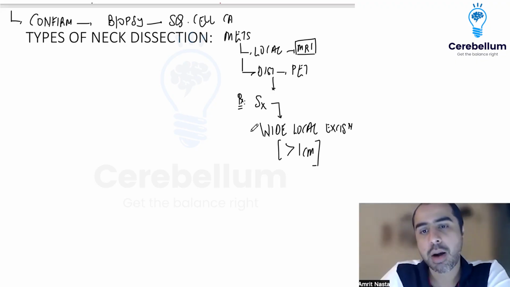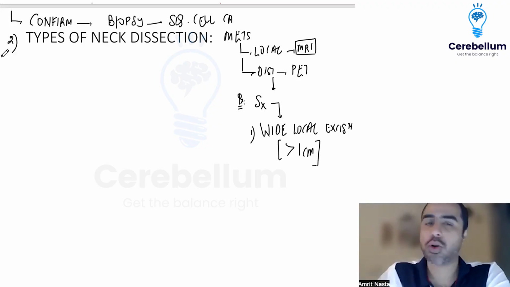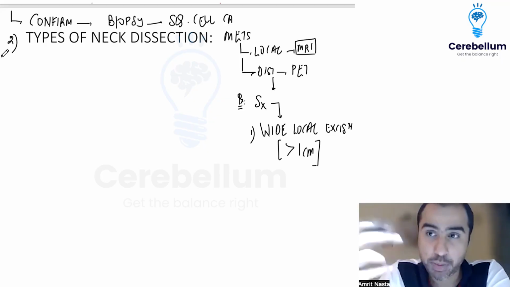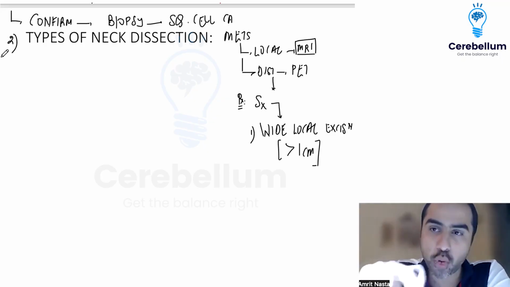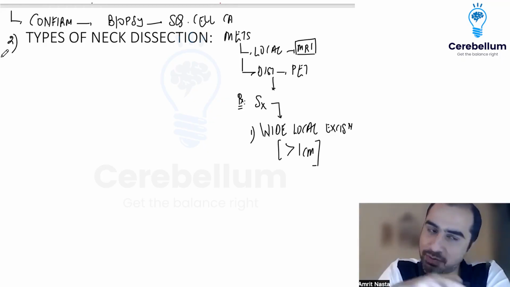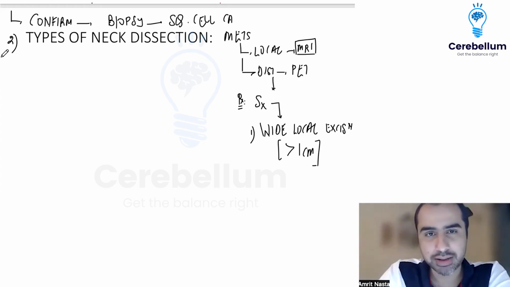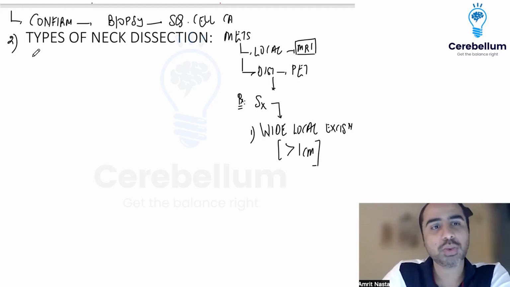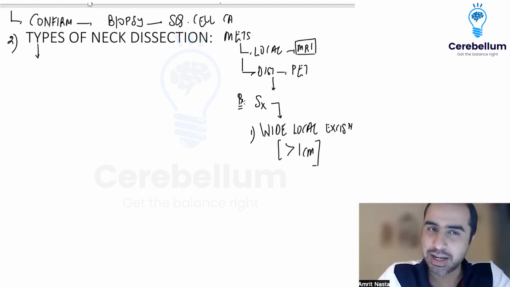But apart from wide excision, you have to also remove the neck nodes. It should be radical, like how in stomach you did D2 lymphadenectomy. Same way over here, you have to do neck node clearance. So what neck nodes will you remove is the question. कौन से nodes निकालेंगे commonly?